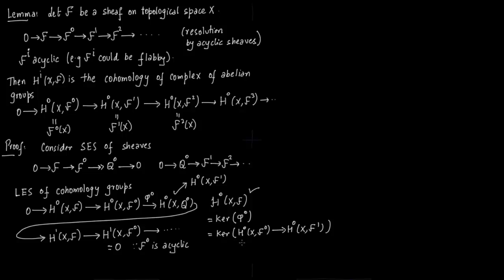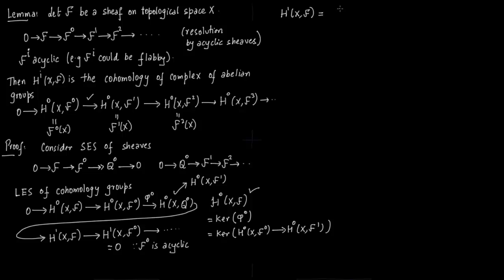Yeah, so H0 would be, if you look at the resolution from here, this, where I have ticked the kernel of this map, because the image of 0 would be 0 only. So kernel divided by image is 0, and you just get the kernel. So for H0 it is clear, H0(X, F) is nothing but the same cohomology group which you will get if you compute for the resolution.